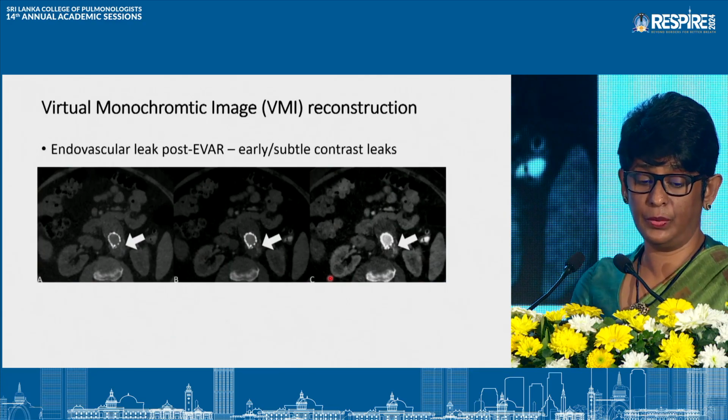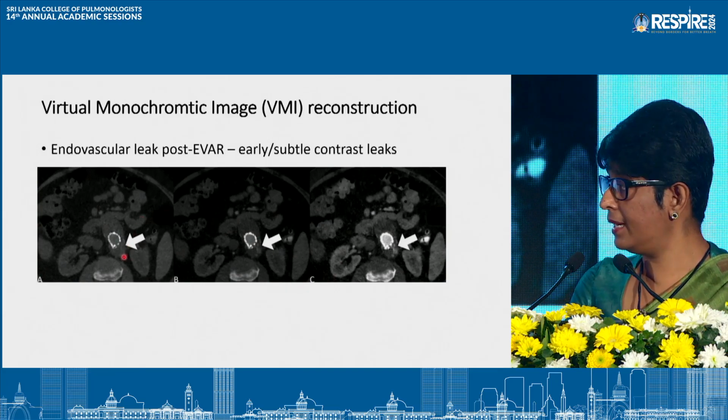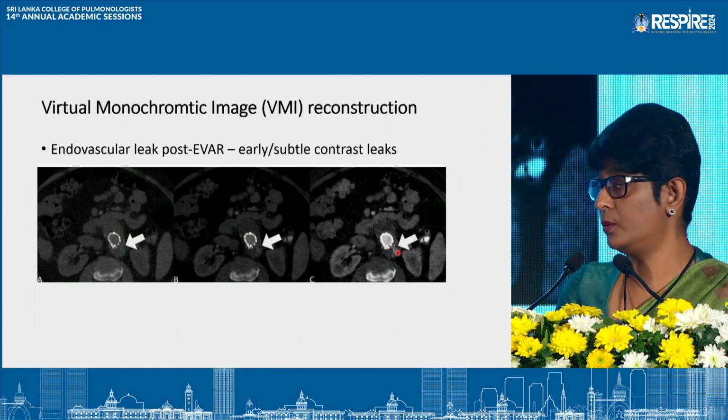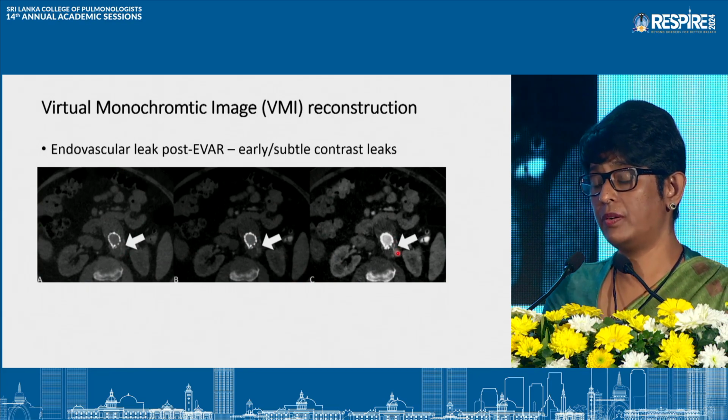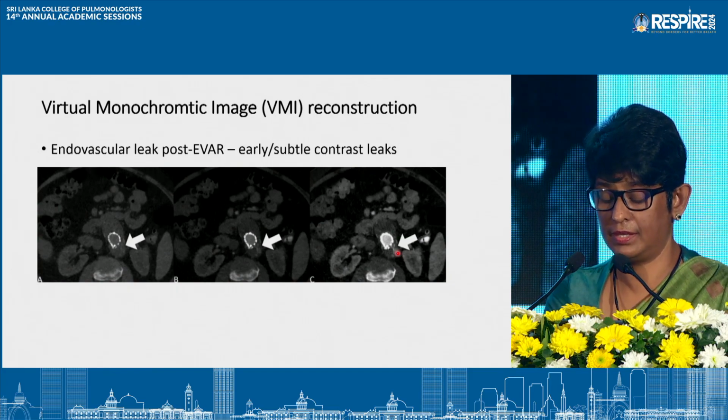So this is a patient who has an endovascular leak. The initial set of images barely show the leak, but once reconstructed, we can see the leak. So we have not given additional contrast. We have not repeated the CT. It's just the reconstruction model.